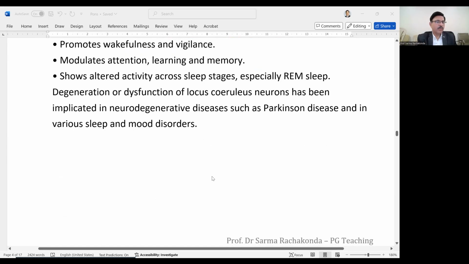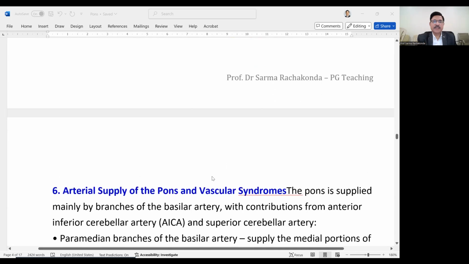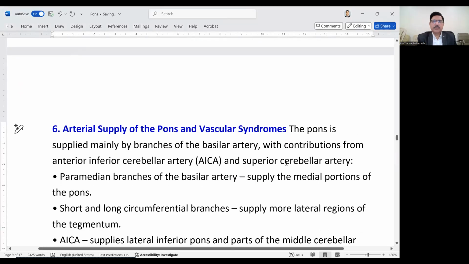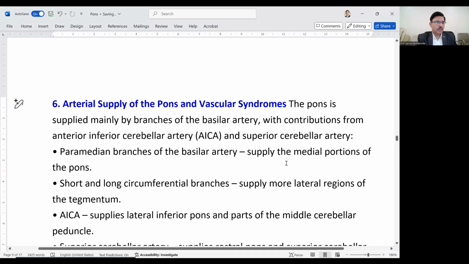Okay. Now, come to the blood supply of the pons, because this is very important to know. Arterial supply of the pons and vascular syndromes. Right on the basilar groove, there is a basilar artery. That basilar artery gives branches, and the pons is supplied mainly by the branches of the basilar artery and contribution from the anterior inferior cerebellar artery, AICA, and the superior cerebellar artery.